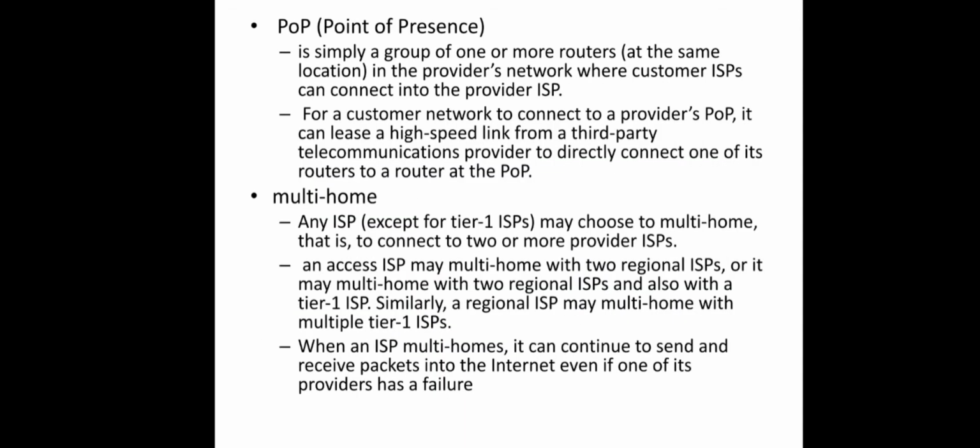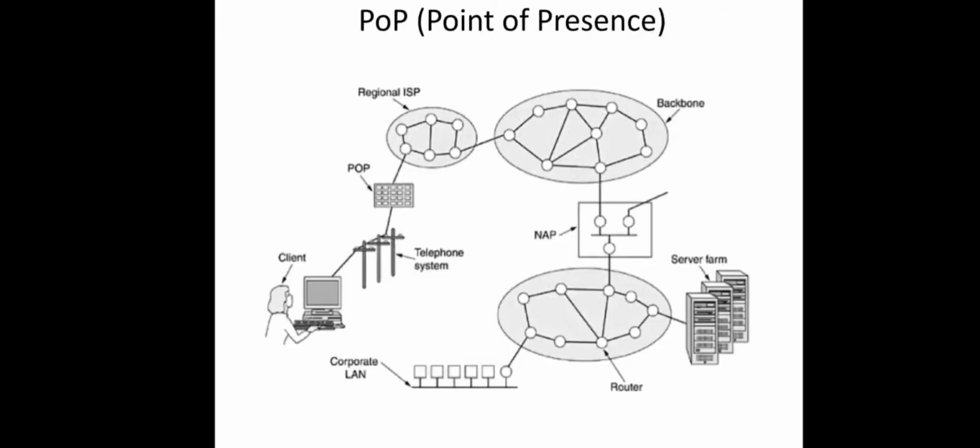Now let us be familiar with some terms which are used in this interconnection of ISPs. First one is point of presence. We have already seen that in earlier sessions, right? A point of presence is actually a group of one or more routers at the same location which are linked together in the provider's network, where the customer's ISP can connect into the provider's ISP. In the ISP hierarchy, there should be a connection from the customer's ISP to the provider's ISP, right?